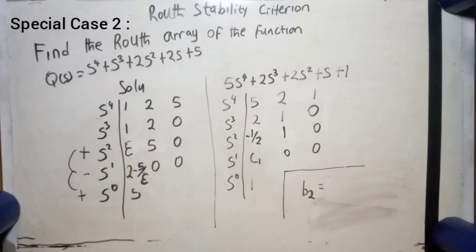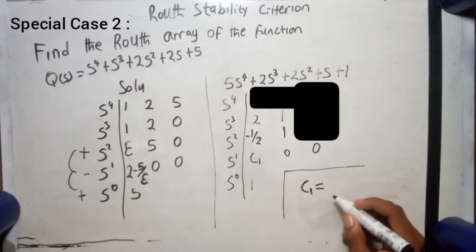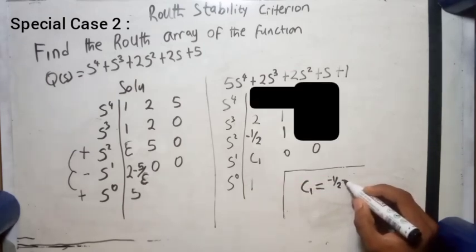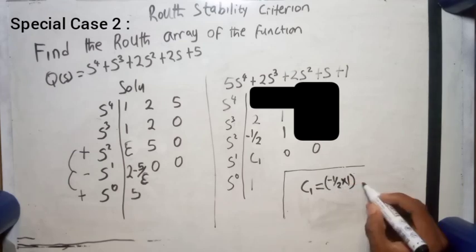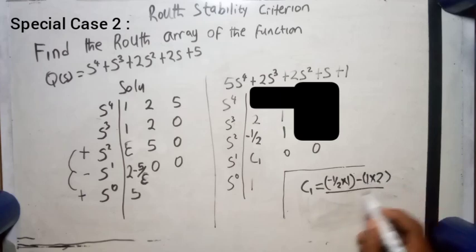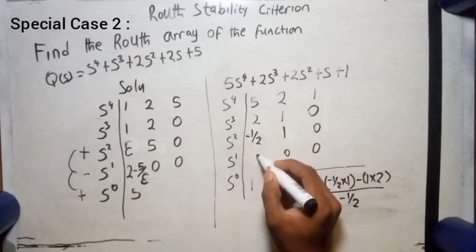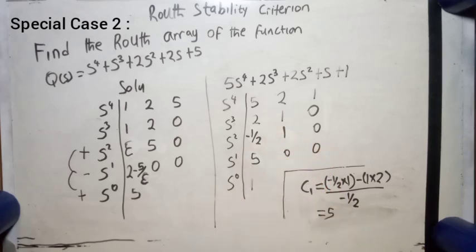Then finally, solving for C1. Solving for C1, we have minus half times 1 minus 1 times 2 over minus 1 over 2. Right? Okay. Now let's solve this with a calculator. Let's see what our answer will be. I got my answer to be 5. Okay. Now our C1 will then be 5.